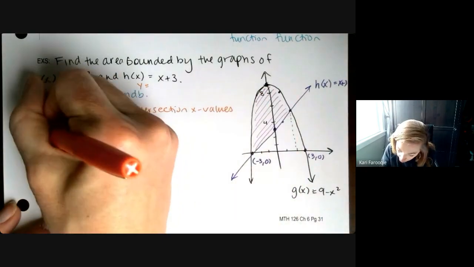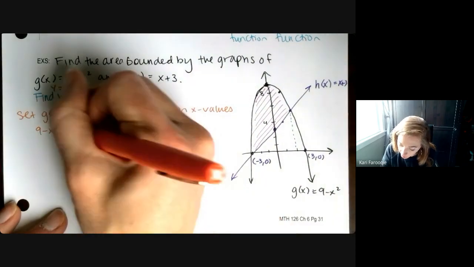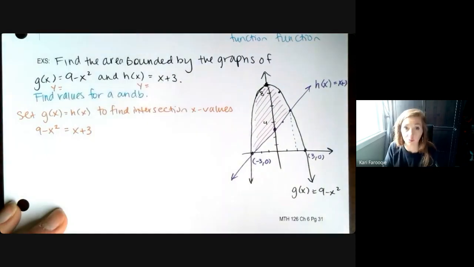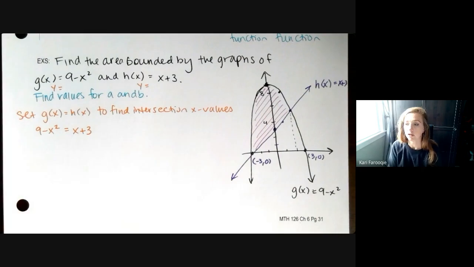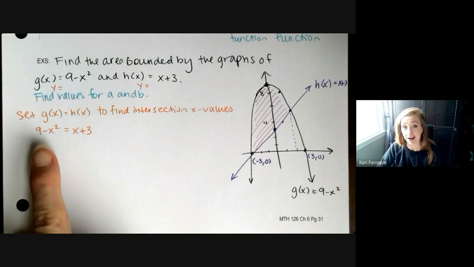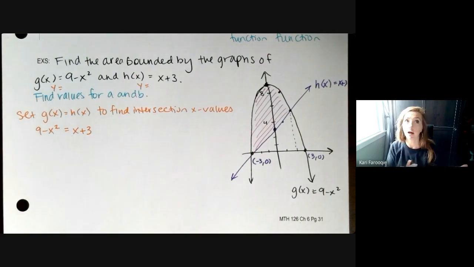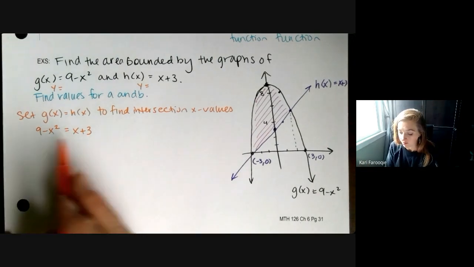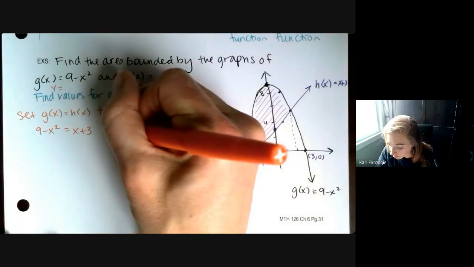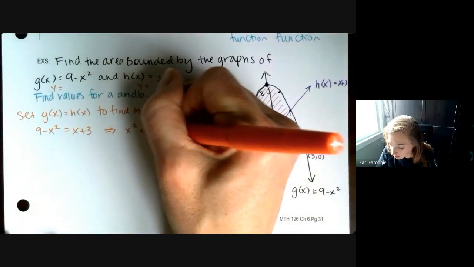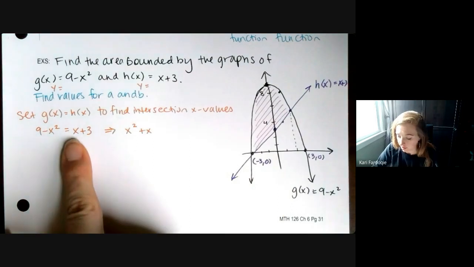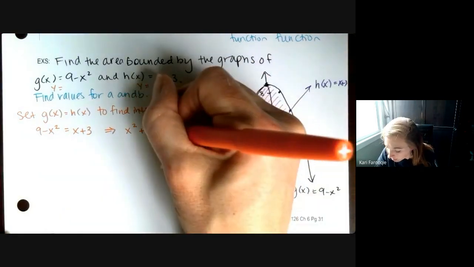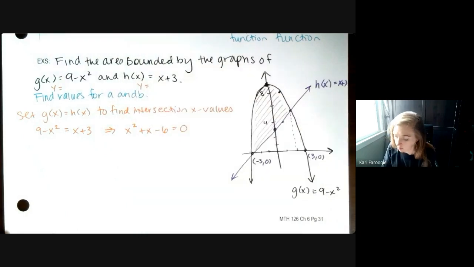So when I set these two equal to each other, I get 9 minus x squared equals x plus 3. And then we'll solve. Now, anytime I'm trying to solve a quadratic equation, and I know this is quadratic because I have an x squared term in it, I will get all terms to one side and get the equation set equal to 0. So I'm going to add the x squared and subtract the 9 from both sides. So this is going to become x squared plus x. So I still have this x here. And then when I subtract the 9, I'm going to get minus 6 equals 0.